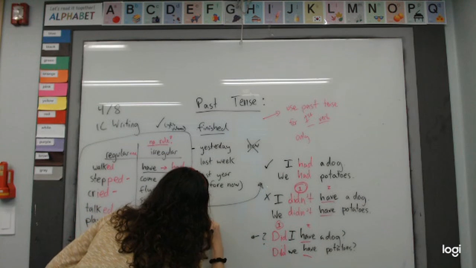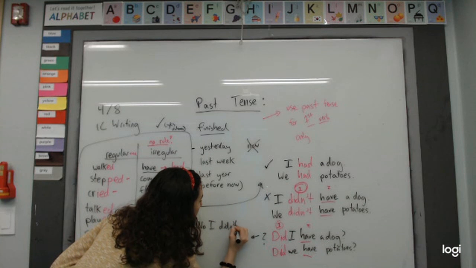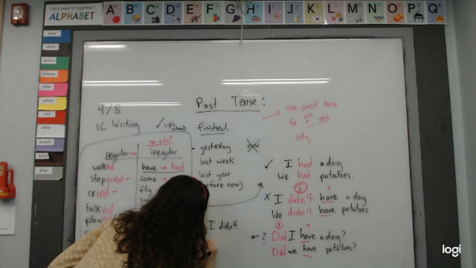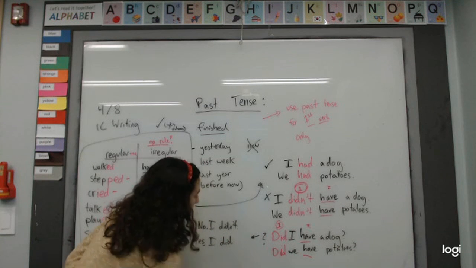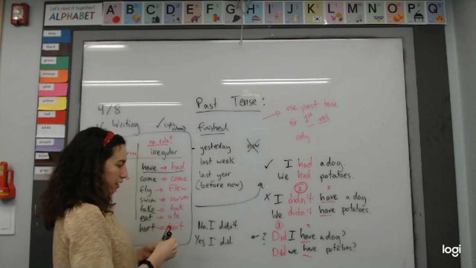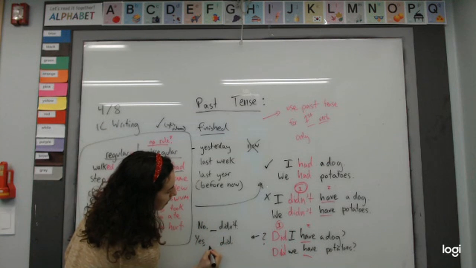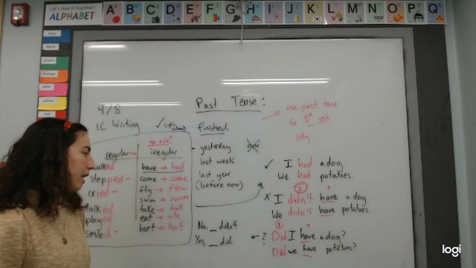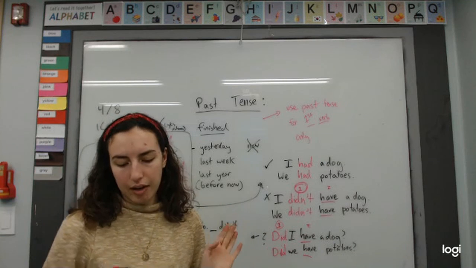We can answer with, no, I didn't, or yes, I did. And this can be the same with any person. It can be, no, we didn't, no, you didn't, no, I didn't, no, he didn't, no, she didn't. It is good with any subject. Okay.